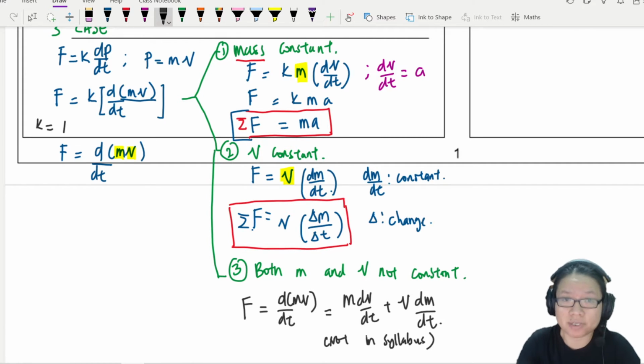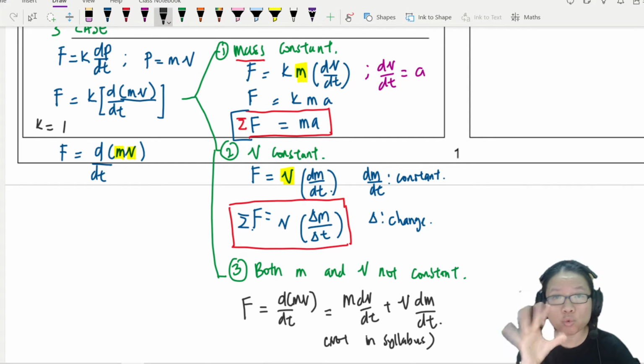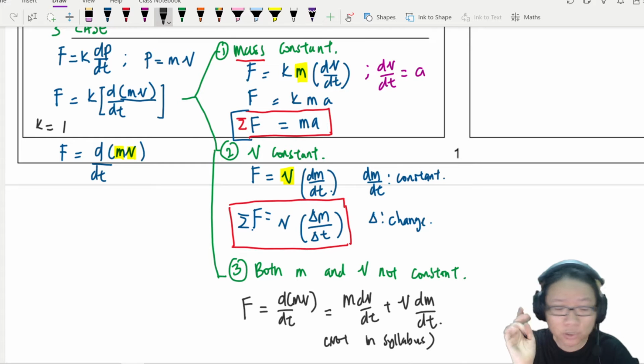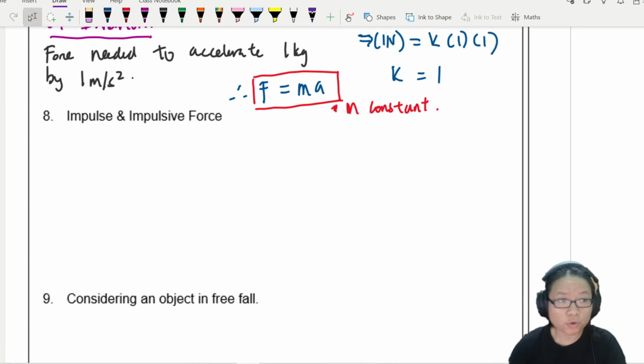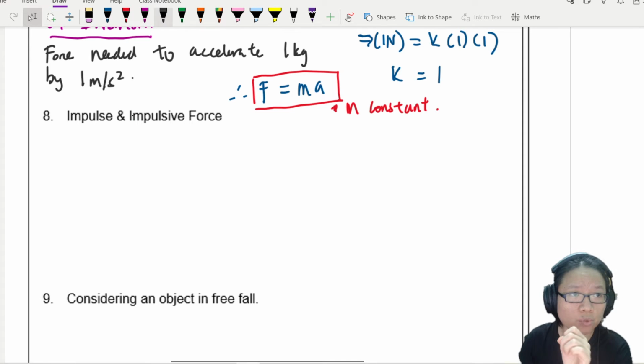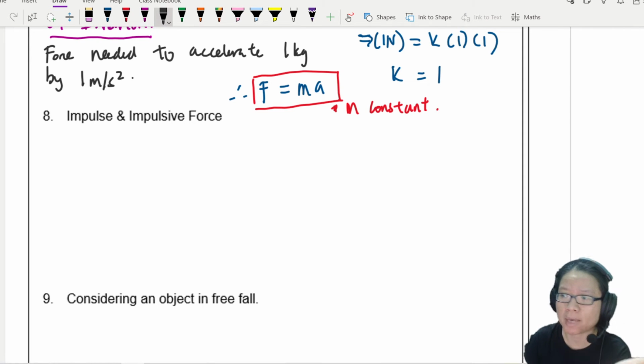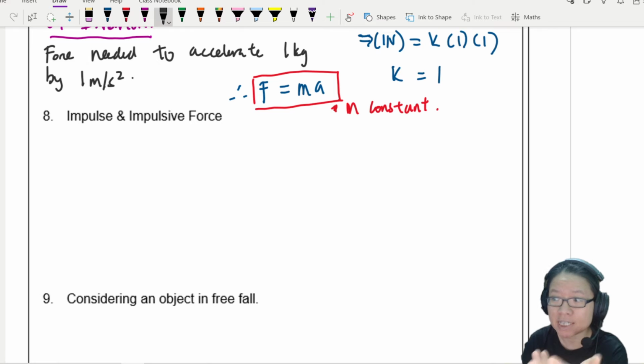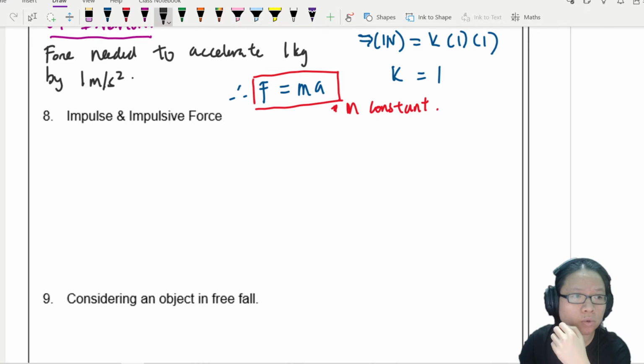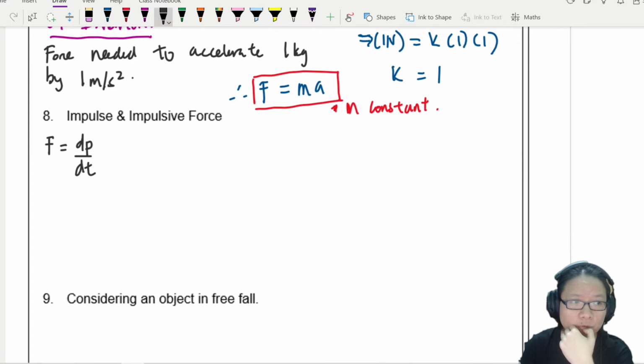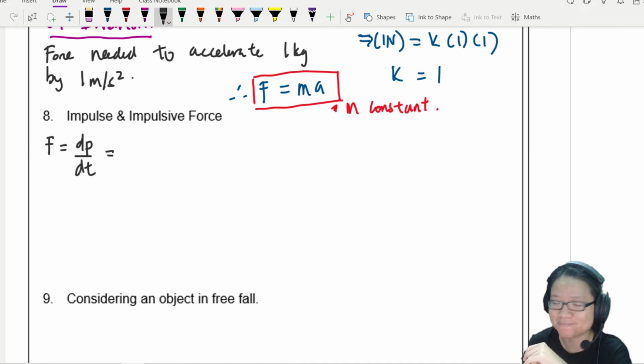But what is in your syllabus, and what are the strange graphs? Before we look at the strange graph, I need to tell you about impulse first. So let's go. We are going to look at impulse and impulsive force from the root relationship. So not F equal to ma, not F equal to m dv/dt plus v dm/dt. We're going to start with F is equal to rate of change of momentum.